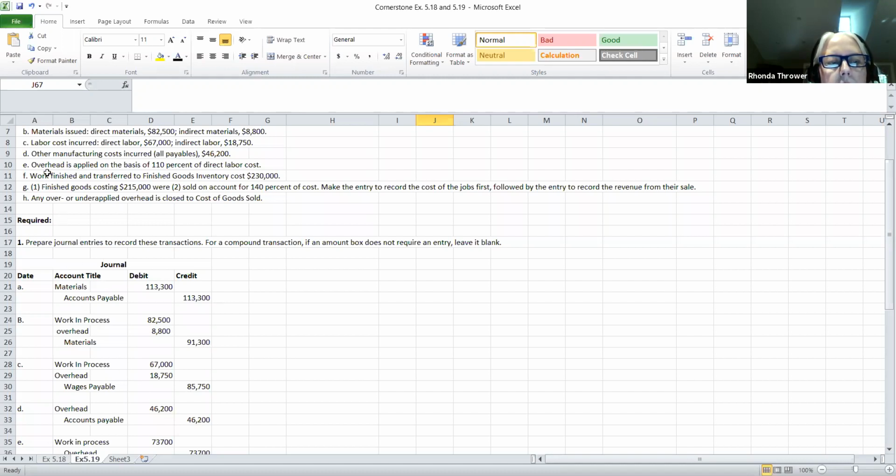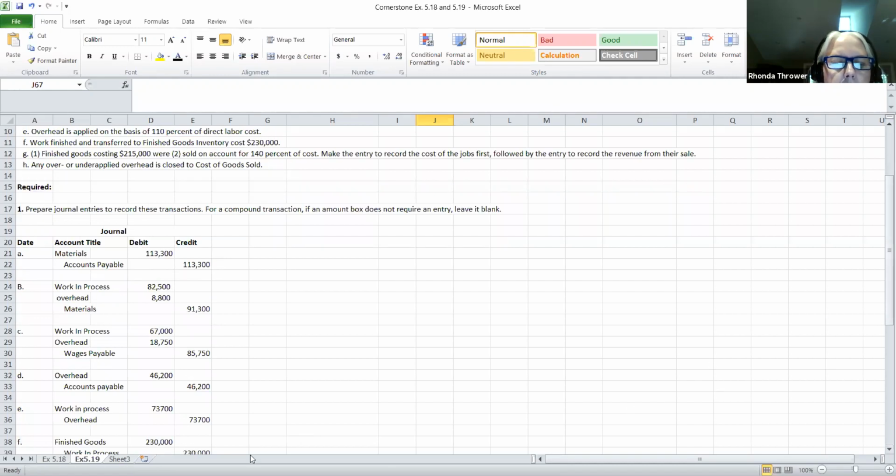And then in E, it says overhead is applied on the basis of 110% of direct labor cost. Now, that says direct labor cost. So you have to go back and look at your labor and make sure you pick up 67,000 and multiply it by 110%, and that will give you the debit to work in process of 73,700 and a credit to overhead. This is how you would apply the overhead based on 110% of the direct labor cost.